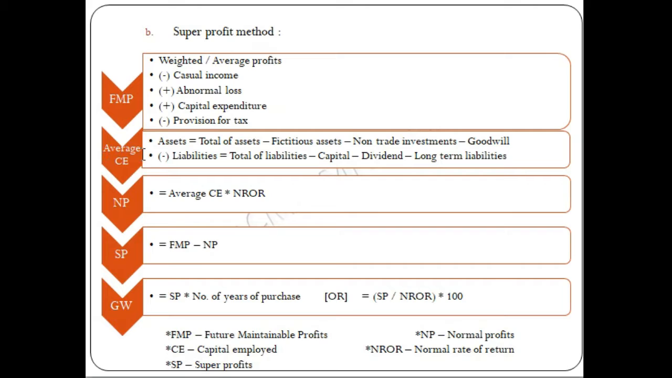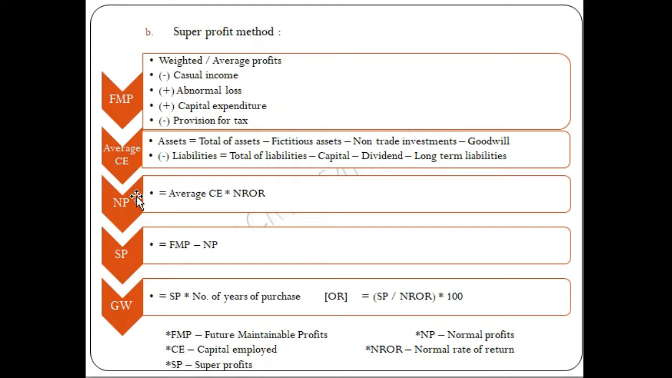And then we arrive at average capital employed. What would that be? First, assets you have to understand. So assets minus liability is capital employed. What is assets? Assets means total of assets minus fictitious assets minus non-trading investments and goodwill. All of that you remove from the total value of assets and arrive at the asset figure required for calculation of average capital employed. What does liability mean in this formula? Total of liability minus the capital minus dividend minus long-term liabilities. After arriving at these two assets and liability figures, you have to subtract liabilities from the assets. You will arrive at the average capital employed figure.